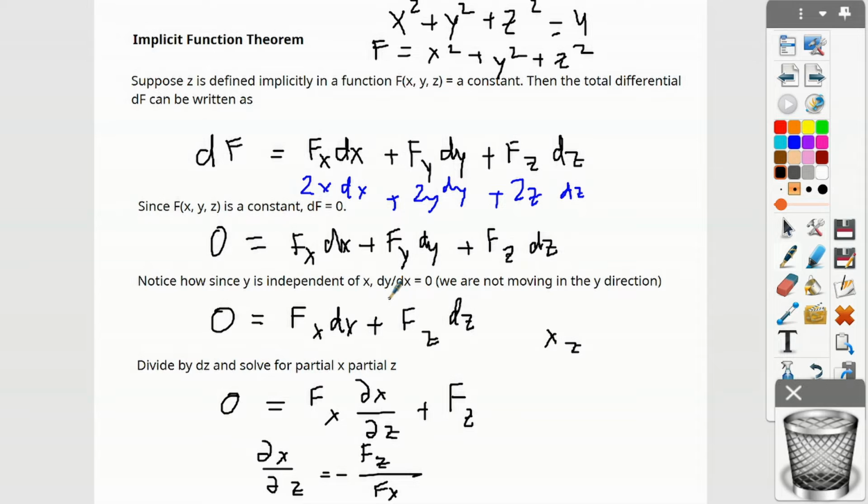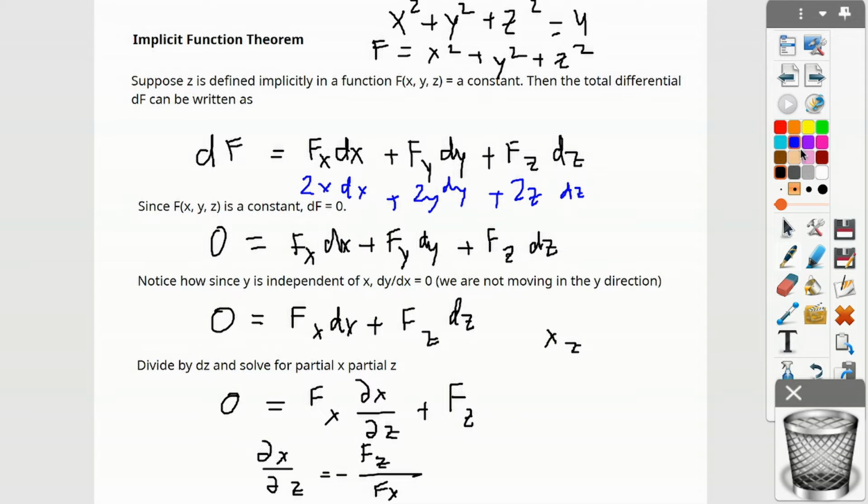But anyways, y is independent of x. We don't change y, right? Since we're not changing y, we're keeping it constant because we're trying to calculate x sub z or z sub x. We don't care about y. dy/dx is 0, so we're not moving in the y direction. Now we have f sub x dx plus f sub z dz. If we divide by dz, we get partial z, partial x, f sub x, partial z, plus f sub z is equal to 0.